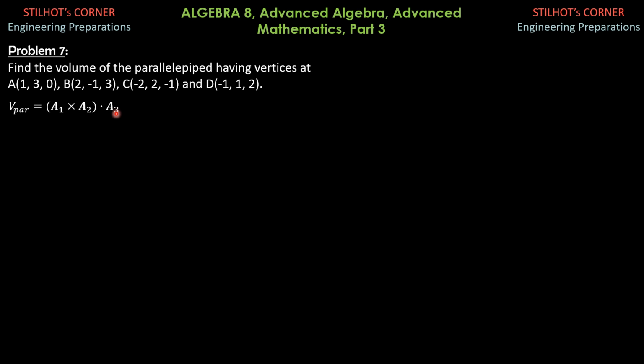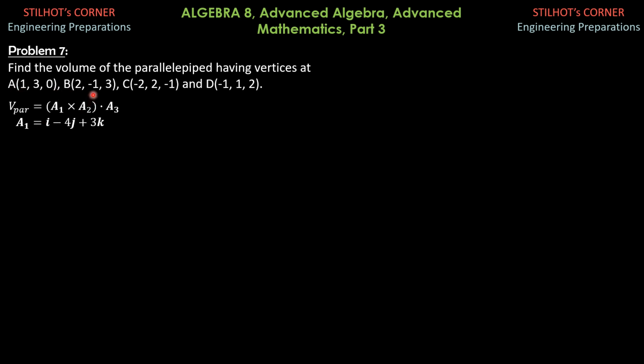Then A3 is the third vector. If we expand this, we have the magnitude of A1 cross A2, which is the area of the base, then the magnitude of A3 times the cosine of the angle between this vector and this vector here. That's the projection of A3, which is the height of the rhomboid, in this case the height of the parallelepiped.